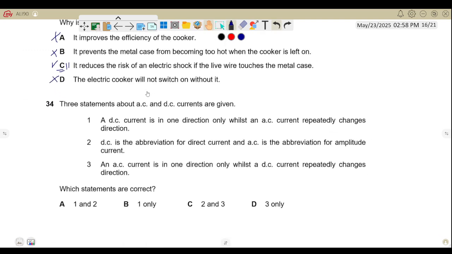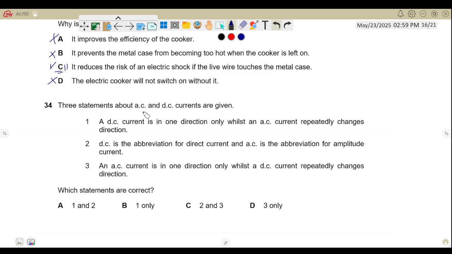Three statements about AC and DC currents are given. A DC current is in one direction only, whilst an AC current repeatedly changes direction. DC is the abbreviation for direct current, and AC is the abbreviation of amplitude current. And 3, an AC current is in one direction only, whilst a DC current repeatedly changes direction. So which statements are correct?